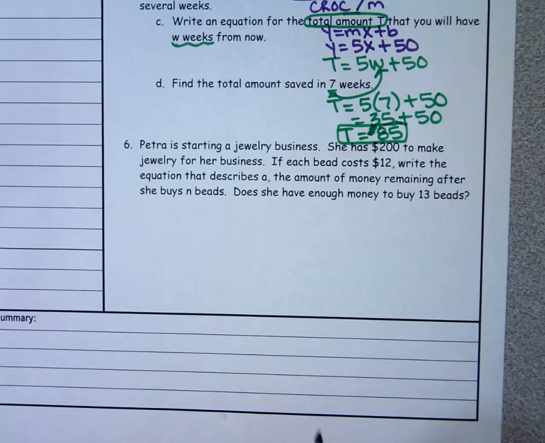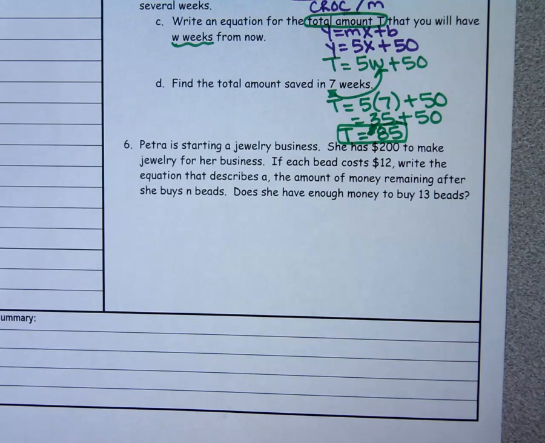Okay, last one. Petra is starting a jewelry business. She has $200 to make jewelry for her business. If each bead costs $12, write the equation that describes A, the amount of money remaining after she buys n beads. Does she have enough money to buy 13 beads?